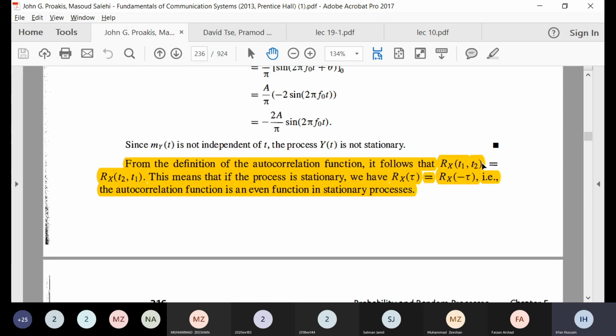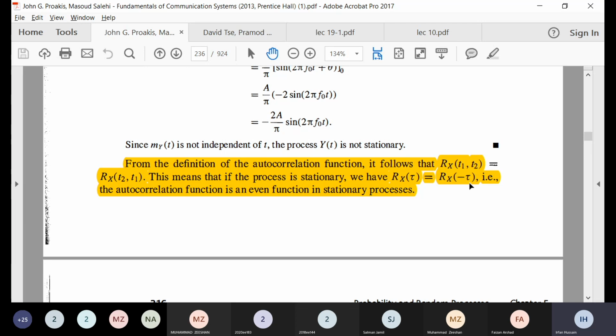And if the process is stationary, then t1 minus t2 is equal to tau, and t2 minus t1 is equal to minus tau. So in that case, if the process is stationary, then we can always say that Rx(tau) is equal to Rx(minus tau). That is, if Rx(tau) is equal to Rx(minus tau), this means that Rx is an even function with respect to tau, because if you take tau 4 and tau minus 4, they are the same values.